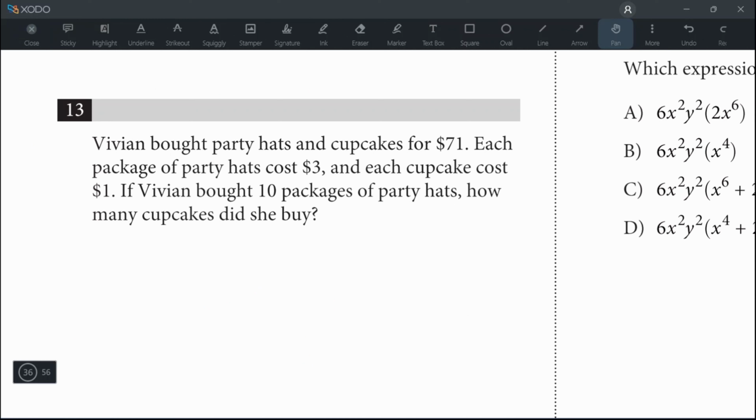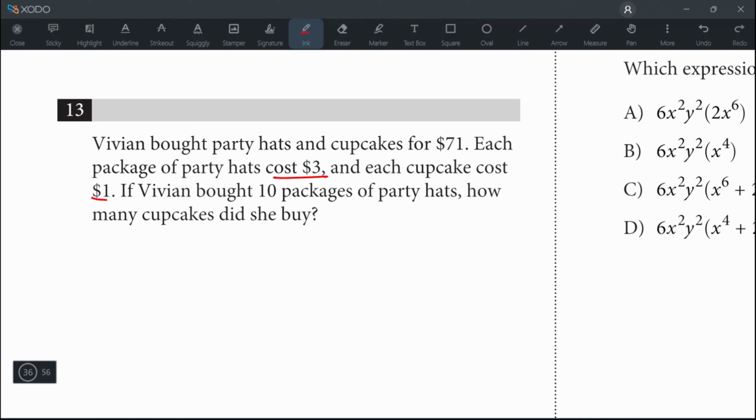Now question number 13. Vivian bought party hats and cupcakes for $71. Each package of party hats costs $3 and each cupcake costs $1. If Vivian bought 10 packages of party hats, how many cupcakes did she buy?